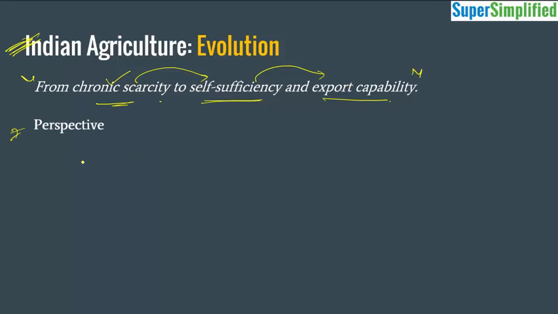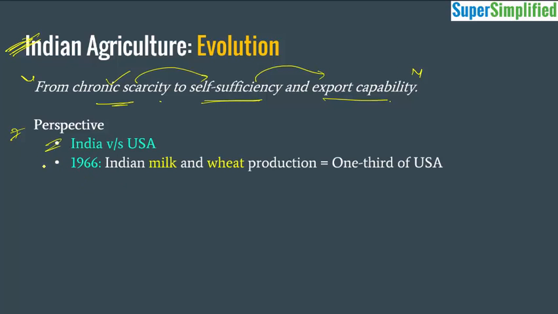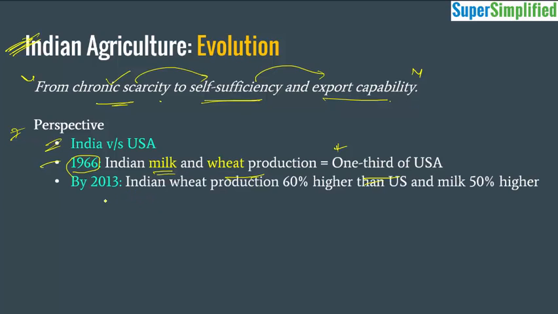Now let's do a reality check. Let's put things in perspective. If you compare India with USA, then in 1966, Indian milk and wheat production was one third of USA. This is what the scenario was at that time, before the Green Revolution and White Revolution started. And now if you talk about 2013, then Indian wheat production is 60% higher than the US, and milk production is 50% higher than the US. These are some of the results which were seen because of the Green Revolution and White Revolution.